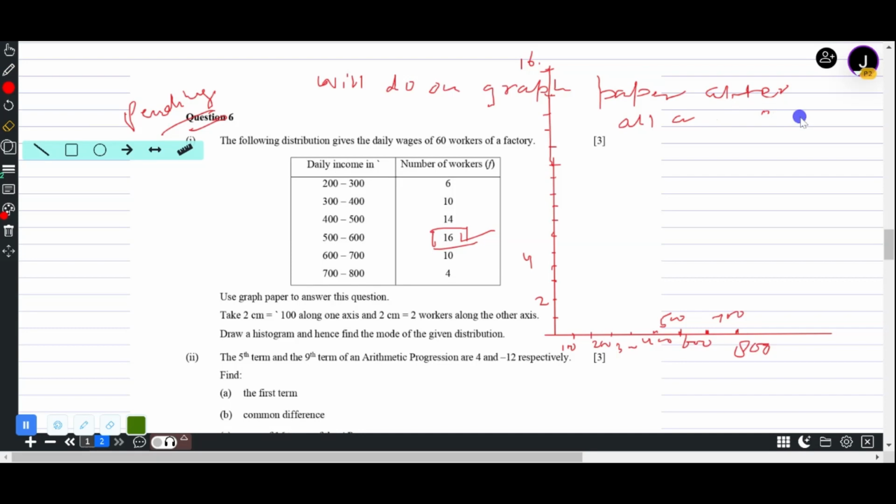So between 200 and 300, what is the value? Number of workers is 6. So I'll take it up to the height of 6 on y axis, and on x axis I'll mark two lines and create some kind of a bar. 200 to 300, 6 is the number of workers. Similarly for others.